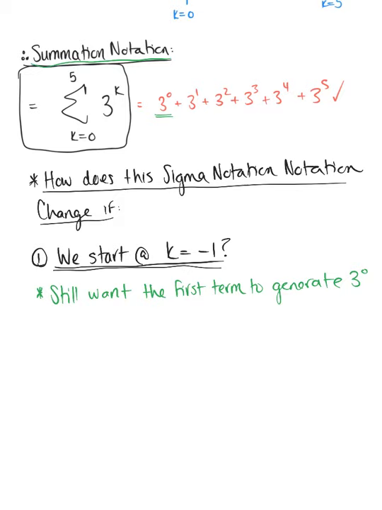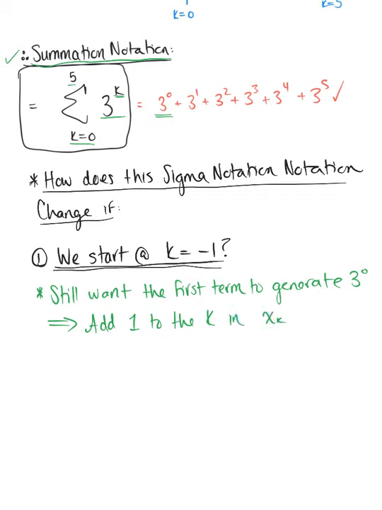So what are we going to need to do to our general formula to attain this? Again, looking back at our original answer here, we're starting at k is 0 and going to k is 5, and our general formula has 3 to the k. So in order for our new sigma notation to still generate this, we're going to need to add 1 to the k in the general formula.